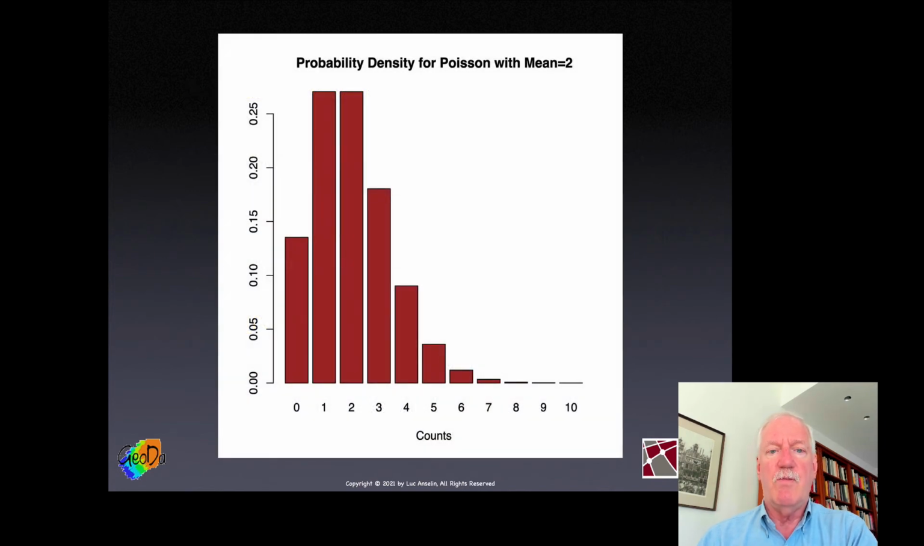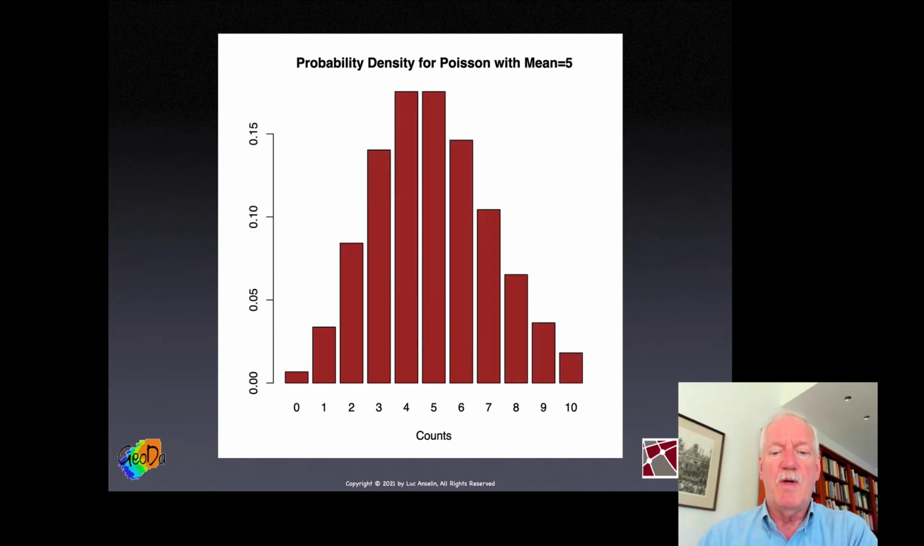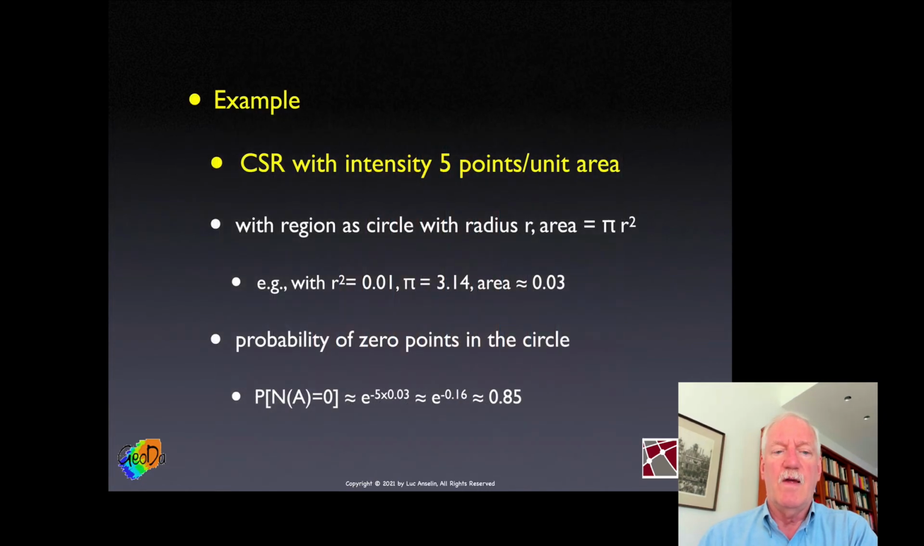And just to refresh your memory, the Poisson distribution for, for example, mean 2, you see is very skewed, but as the mean goes up, it becomes more and more symmetric, and it can actually be approximated by a normal distribution for larger values.